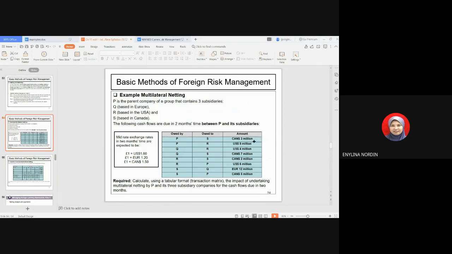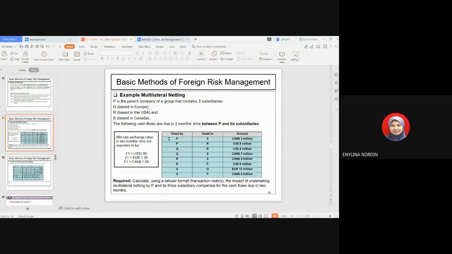Okay, so this $3 million Canada must be converted into pound. So who pays who? That means who made the payment, right? So the parent will pay to S, which is Canada. So parent company will make the payment to Canada. Parent company will make the payment to US subsidiary.